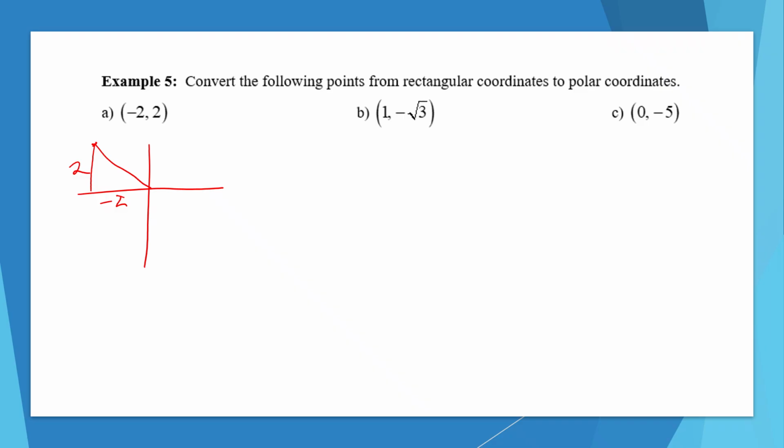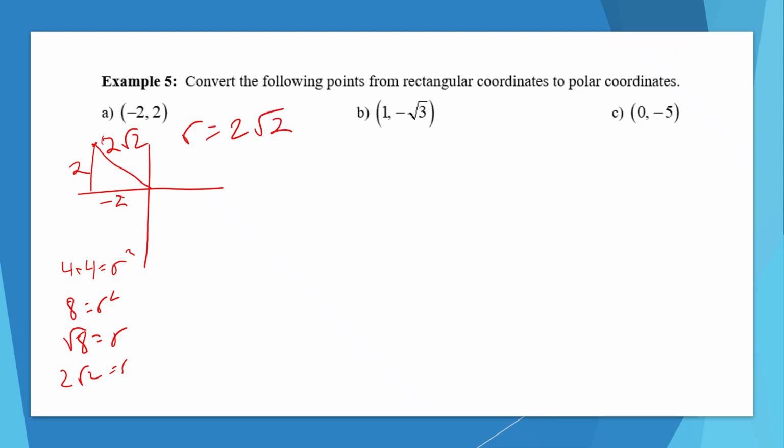And so we can use the Pythagorean theorem. 2 squared is 4, plus -2 squared, which is 4, equals r squared. And so this is 8 equals r squared. And so we have √8 equals r, or 2√2 equals r. So that is going to be our radius, 2√2.